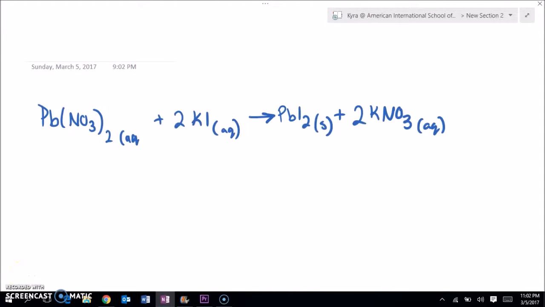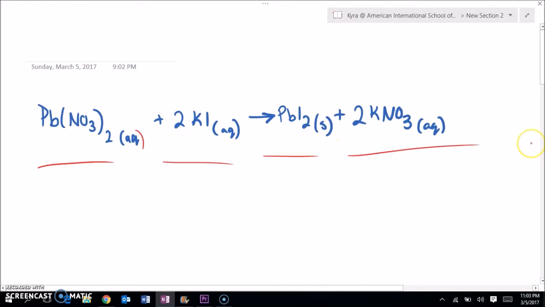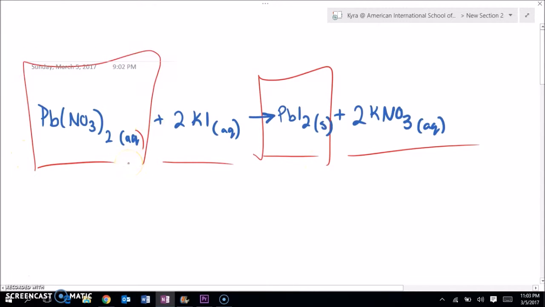For my experiment, the reactants were lead nitrate in aqueous solution and potassium iodide in aqueous solution, to get the products of lead iodide in solid form and potassium nitrate in aqueous solution. In my video, I'll be working out the percentage yield of lead iodide from lead nitrate.